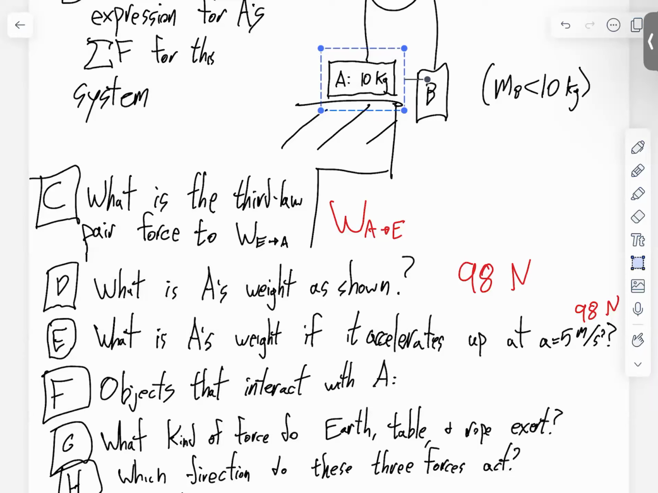Up. Please note, this may sometimes be a challenge. Here is a rule for you. Write this down. Normal force exerted by an object always points away from that object. The table exerts force upward on the box that's above it.